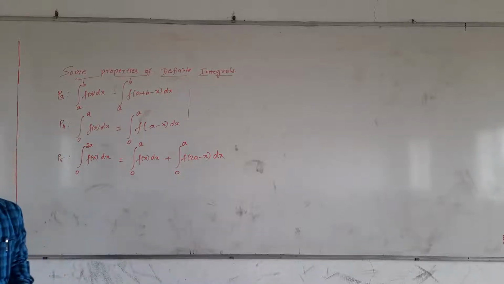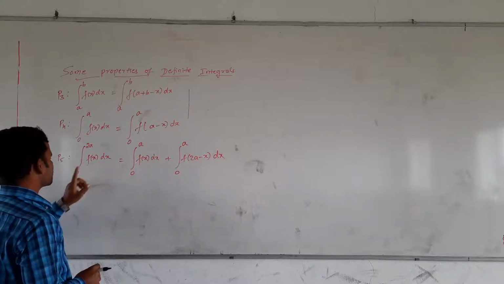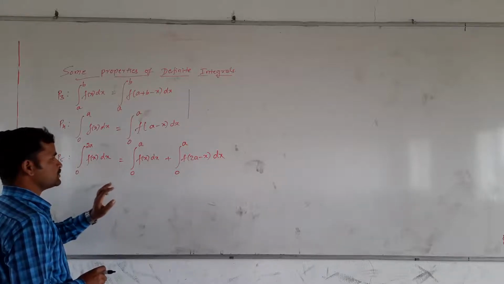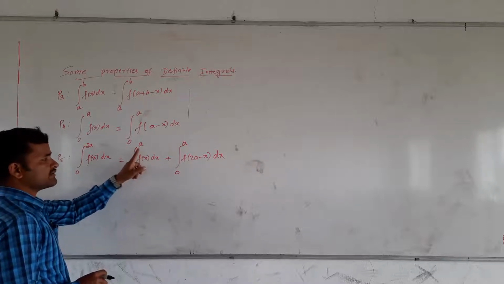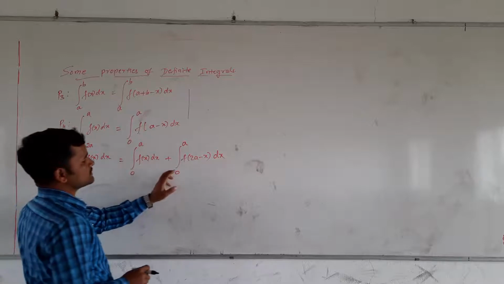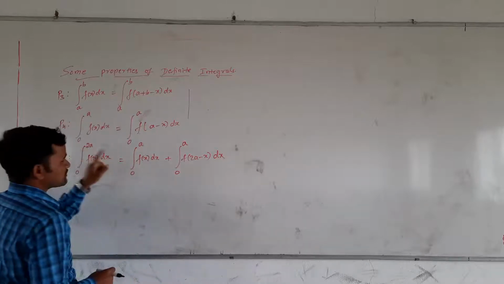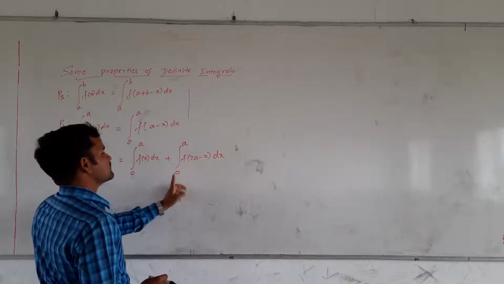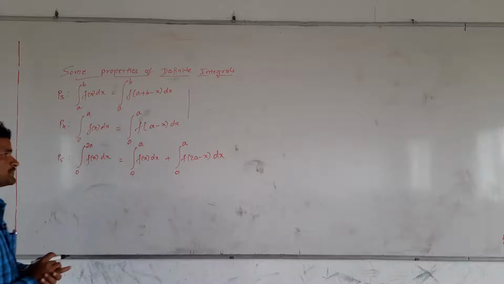What is that? Integration of f of x with respect to x from 0 to 2a is equal to integration of f of x from 0 to a, half of 2a, plus integration of f of 2a minus x from 0 to a again. Now this is property number P5.